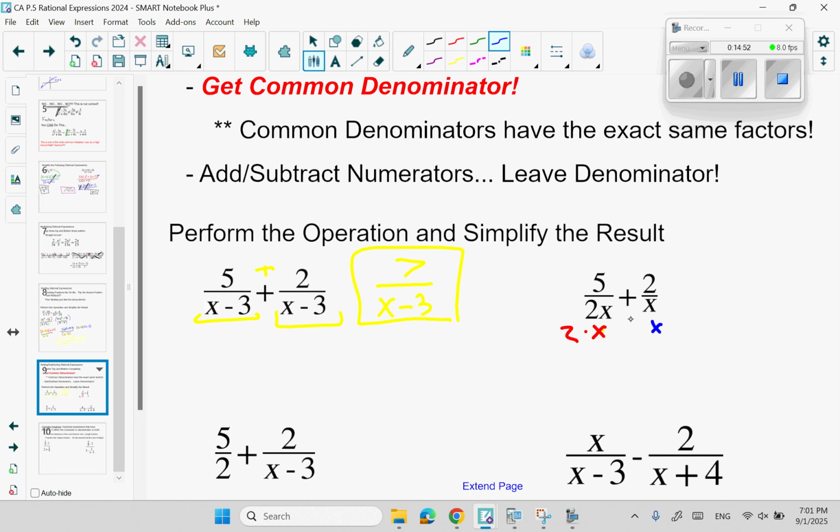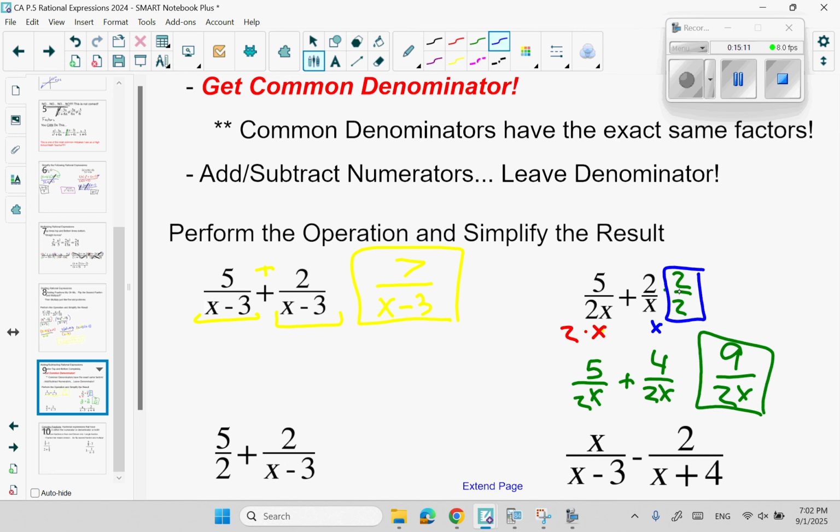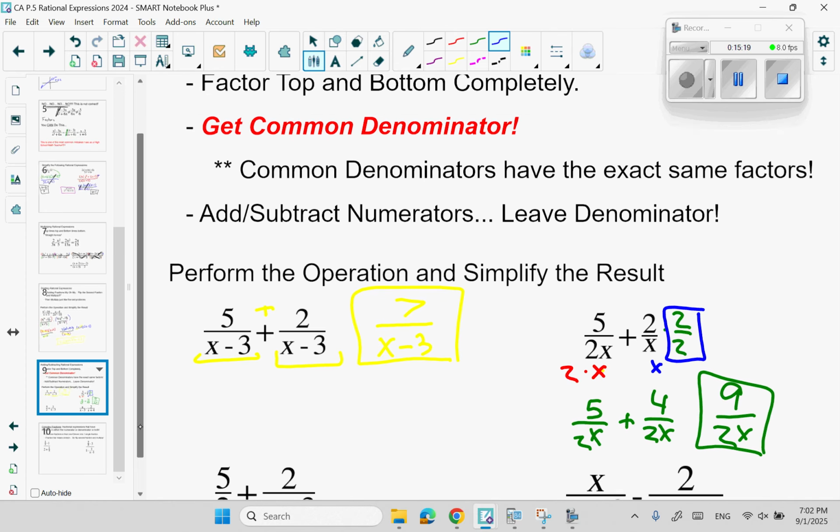So this second fraction is missing a 2. So I'm going to multiply by 2 over 2 for the second one. So I get 5 over 2x plus 4 over 2x, and then I can add them to get 9 over 2x. This idea here is pretty self-explanatory, but works because what is 2 divided by 2? That'd be, of course, 1. So multiplying by a value of 1 does not change the value of that second fraction.